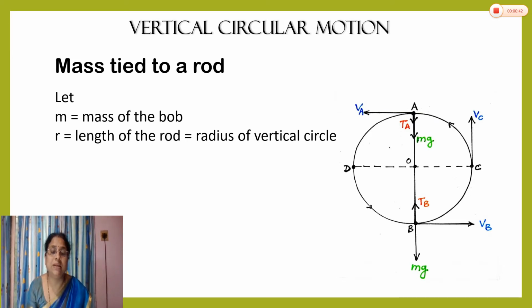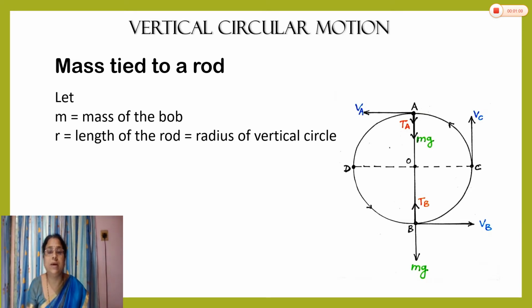There we considered the string. The mass is attached to a string and whirled in a vertical circle. Here, rather than the string, we consider a rod, and practically it is considered that the rod is rigid and also massless. A massless rigid rod, and a small point mass is attached to the rod and it is whirled again in a vertical circle. So it is again the case of vertical circular motion.